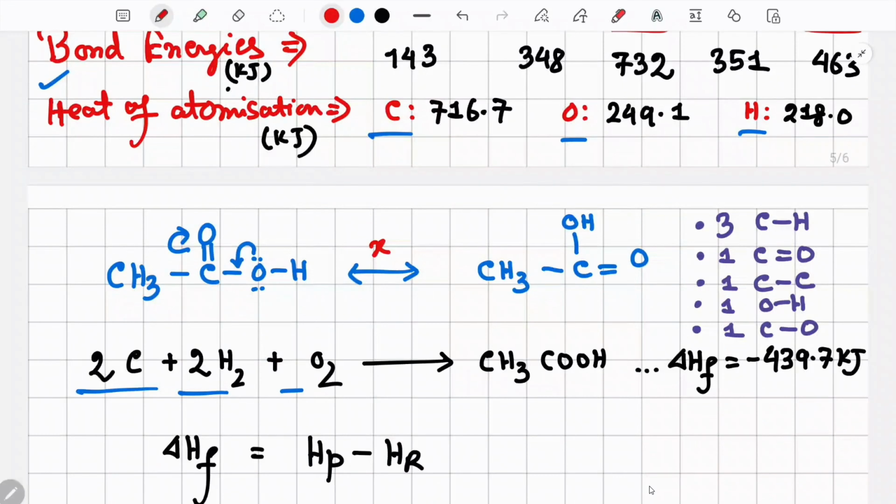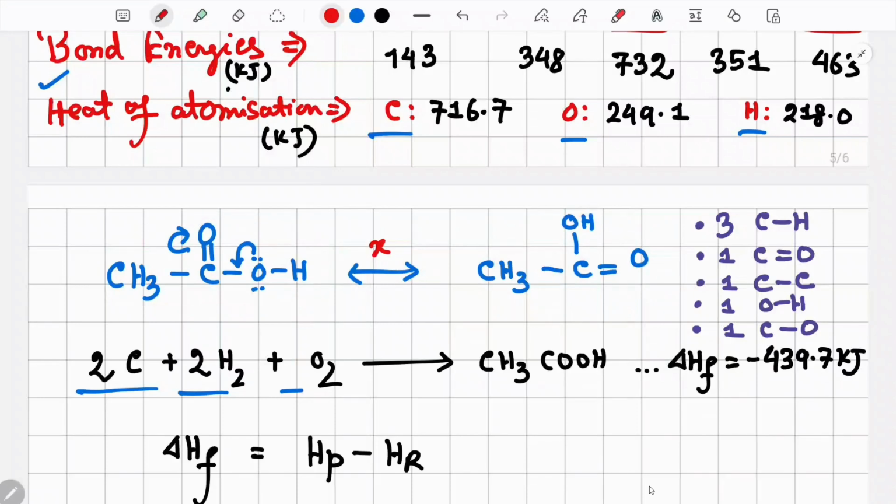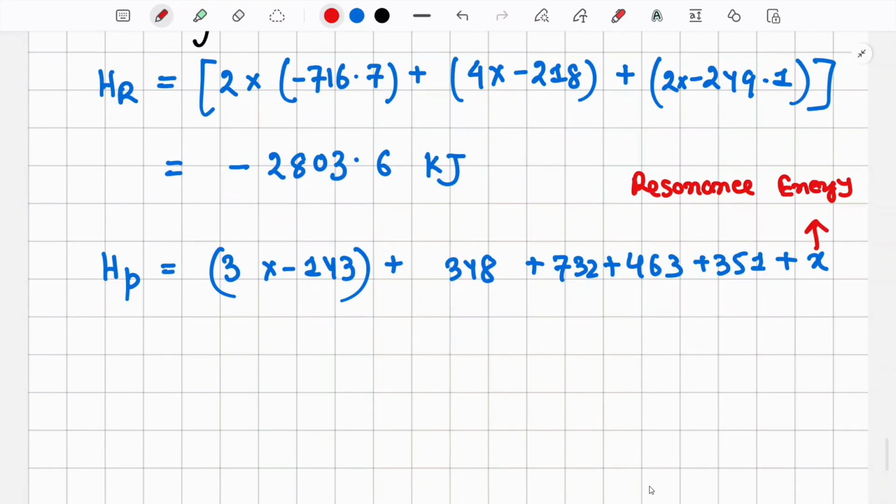Please repeat the concept. Okay, just see, you can calculate the energy from these bond energies, and that will be the same for these two structures, right? Yes. But additionally, due to this resonance, it will be stabilized. Extra stabilization will appear. That is called the resonance energy. That's why X is added here. And obviously, it will be negative, because only then will it be stable.